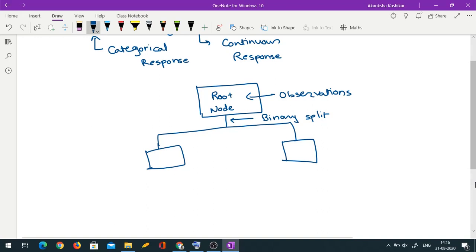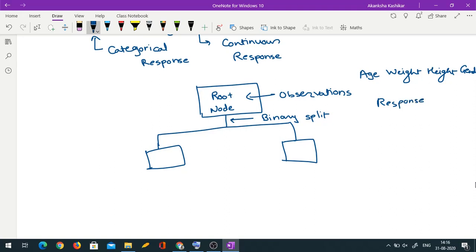Let us start with a small example. Suppose I have data on age, weight, height and gender of say 100 people, and my response variable is whether they have diabetes or not. Okay, so status of diabetes, that is 0 1, 0 if no diabetes and 1 if they have diabetes, is my response variable, and I want to explain this response in terms of these variables: age, weight, height and gender.